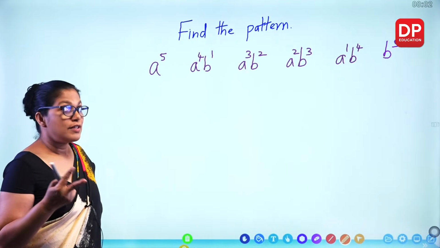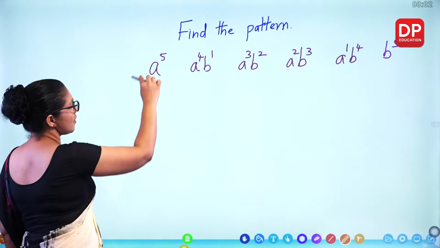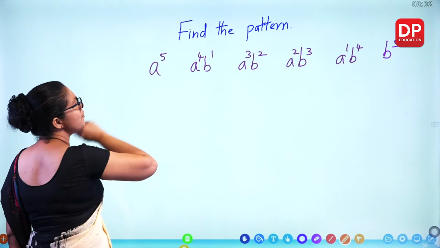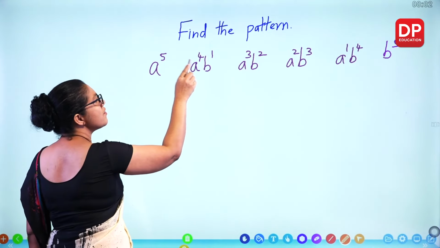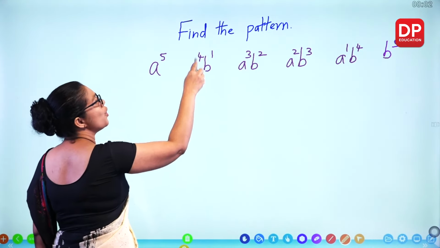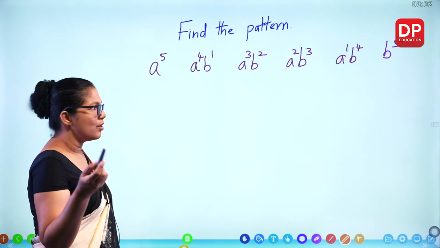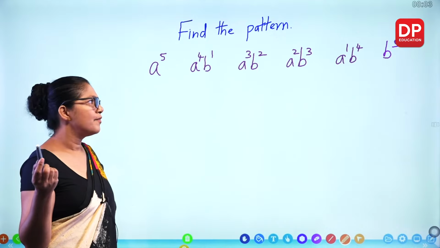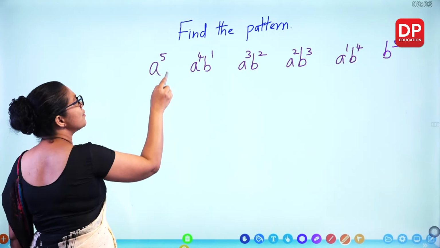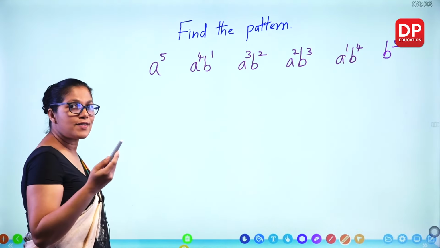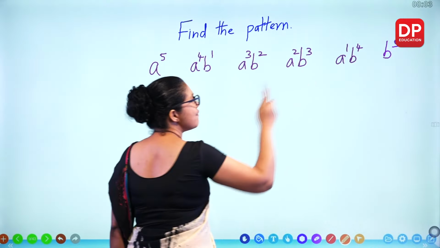There are 2 letters. So this is a binomial, meaning 2 letters, 2 terms. Starting with a, the first power is 5. Then what happens to the power of a? It reduces by 1. It becomes 4, 3, 2, 1, and then finally 0. A to the power 0 is 1, no need to write it down. Now think about the other letter, starting from b^0. B to the power 0 is 1. b^1, b^2, b^3, b^4, b^5.